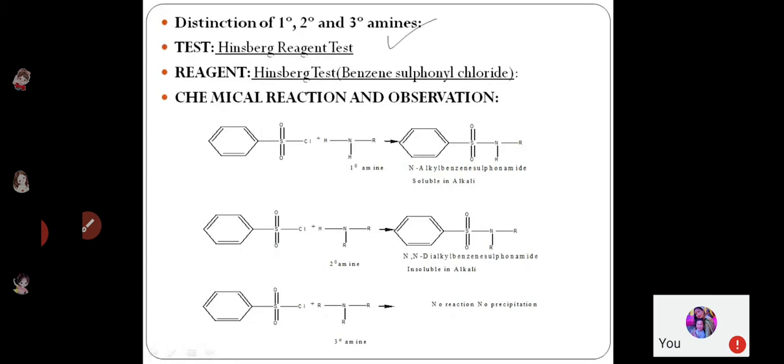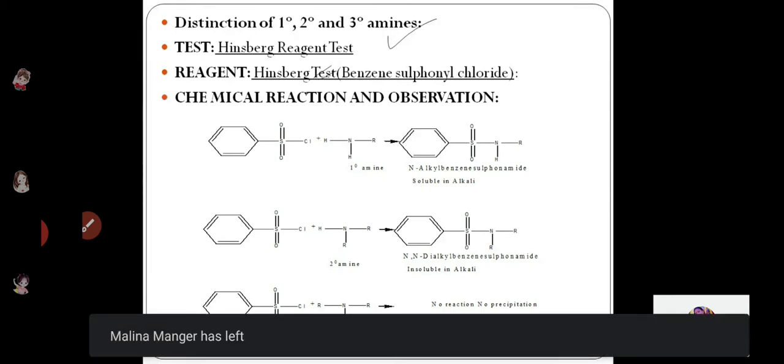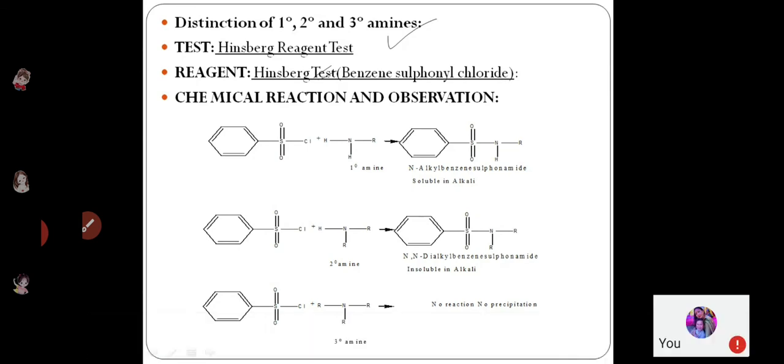So to distinguish the three types we use the Hinsberg reagent test. Now what is the reagent used? The Hinsberg reagent is benzene sulfonyl chloride. Nowadays, instead of that, para toluene sulfonyl chloride is used.